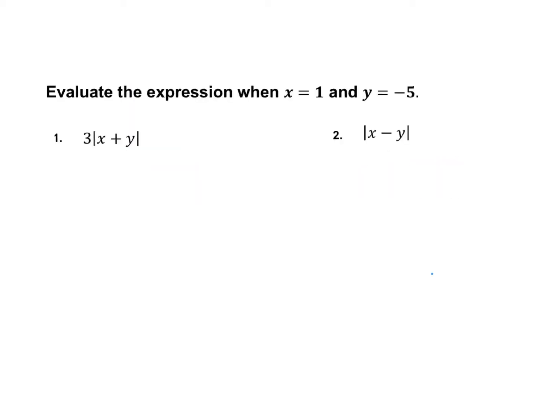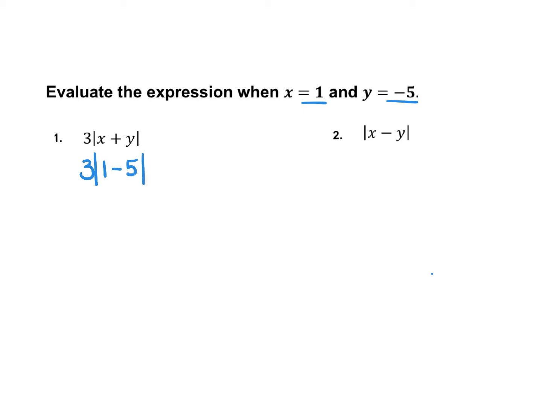All right, example 2. Evaluate the expression when x is equal to 1 and y is equal to negative 5. All right, so anytime we have an x, we're going to plug in a 1, and anytime we see a y, we're going to plug in negative 5. So let's start with this first one where I have 3, and remember the number right next to the absolute value means we're multiplying it, and I'm going to plug in my x and my y. So I have 1 minus 5.